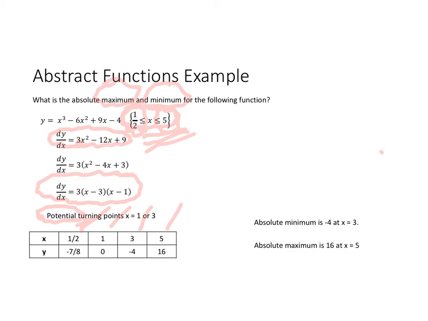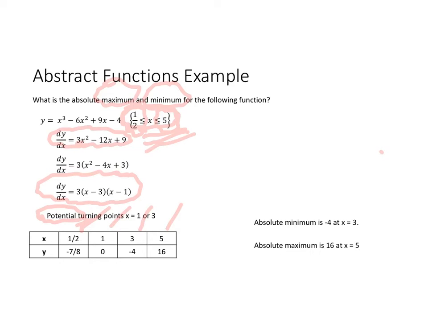So we'll take 1/2, plug it back in the original function and see what we get for y. We'll take 1, plug that back in the original function and see what we get for y. We'll take 3, plug that back in and see what we get. Take 5, plug that back in and see what we get. And notice these are the results we get. So for 1/2 it's minus 7/8, for 1 it's 0, for 3 it's minus 4, and for 5 it's 16.